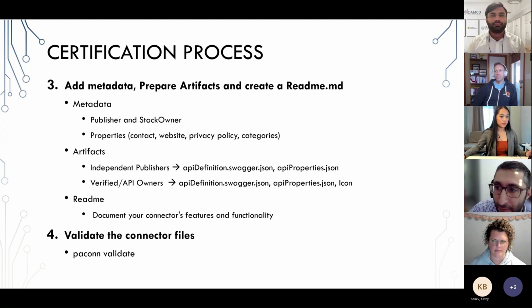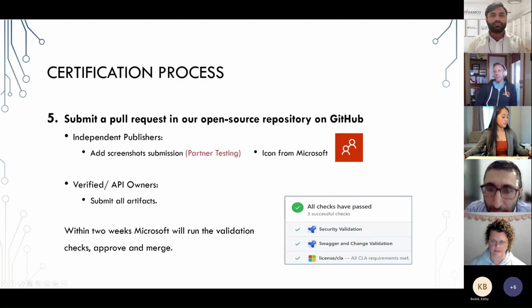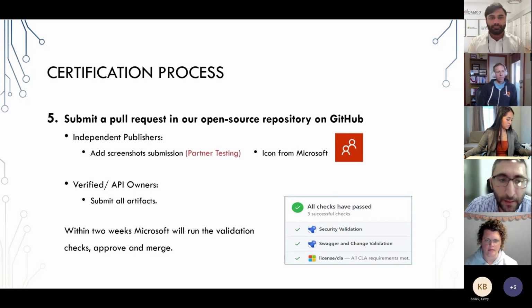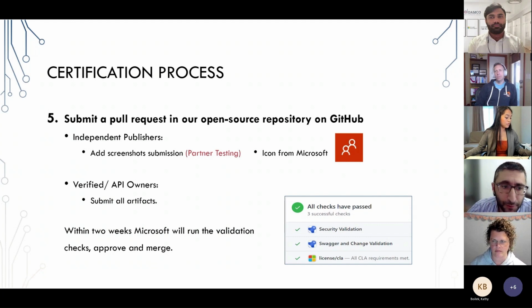And then step 5, after we validate and we have all our files ready, we are ready to submit. The first submission we ask is to submit in our open source repo on GitHub. For independent publishers, there is one more step here: we ask them to add some screenshots for their connectors as they are confirming that they tested their connector and the connector is working as expected. And this is the icon that Microsoft will give for all independent publishers.